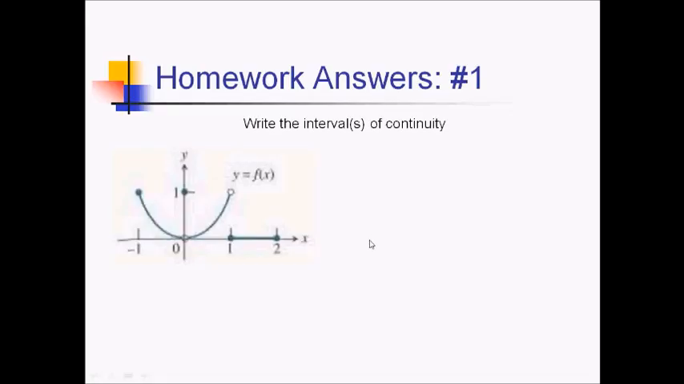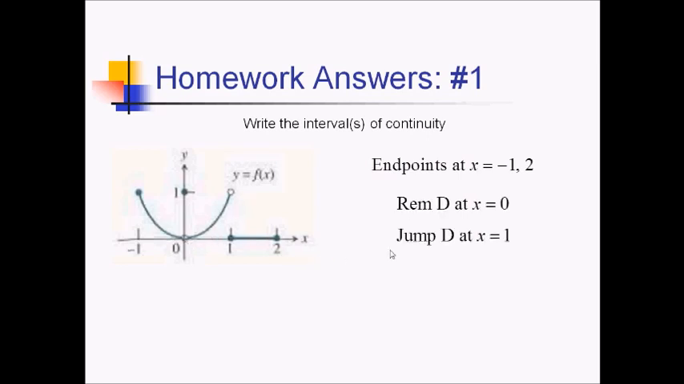For this problem, we're trying to write the intervals of continuity for this graph. We're going to start by making note of endpoints and discontinuities. So we see here that this graph does indeed have endpoints at x equals -1 and x equals +2. And for discontinuities, we have a removable discontinuity here at 0, and we also have a jump here at 1. So we're just going to write intervals that go around these discontinuities and stay between these endpoints.